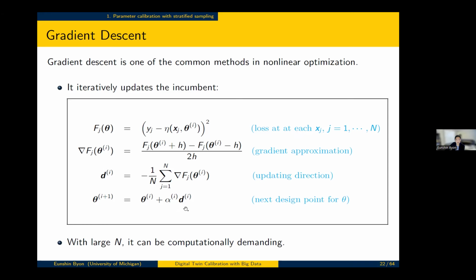So this is good. However, the problem is when you have large number of data, this can be computationally demanding because at each data point x_j, we have to run simulation to get error. And we have to run simulation to get error at theta_i plus h and theta_i minus h. So when you have n data points, we have to run simulation 3 times n times, which is really computationally heavy, even though running simulation at one data point doesn't take really time.